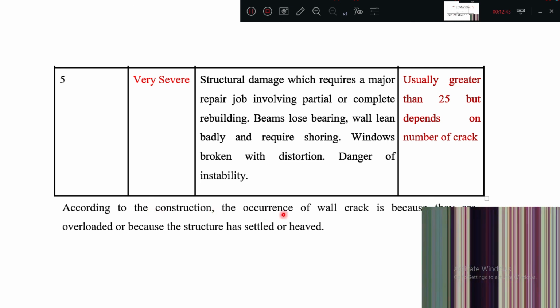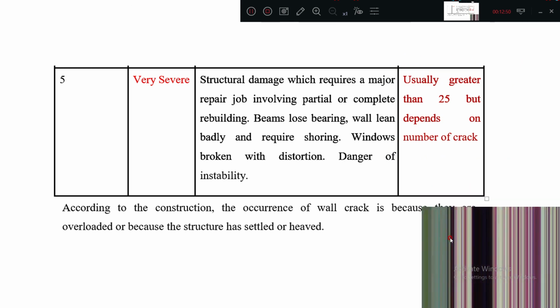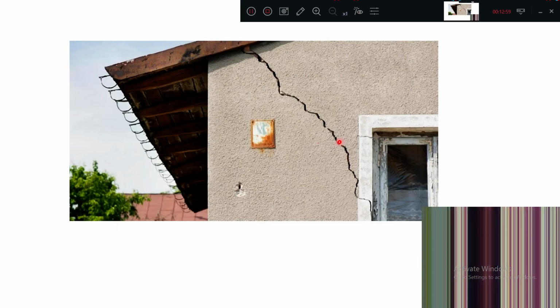According to construction, wall cracks occur because the walls are overloaded. Wall cracks usually appear due to overloading, or because the structure has settled or heaved. This is the type of example you can see. Here on the inside there is a beam, and the beam will lose its bearing. This is one example of severe cracking. Here the door frame or window frame also gets distorted.